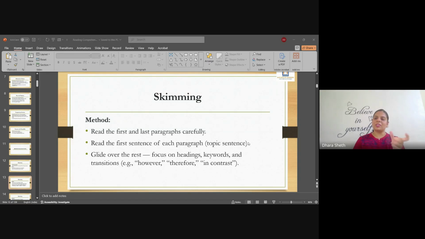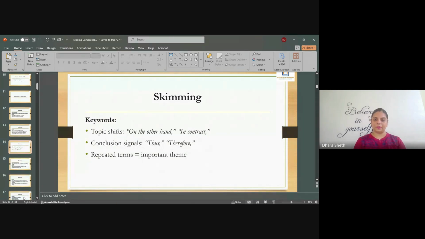You will be able to see these words because they will probably have commas or full stops close to them. Also, the words which are in capitals, that also you will be able to see easily. Like the keywords could be on the other hand, in contrast, thus, therefore. Mostly you have commas after these words.